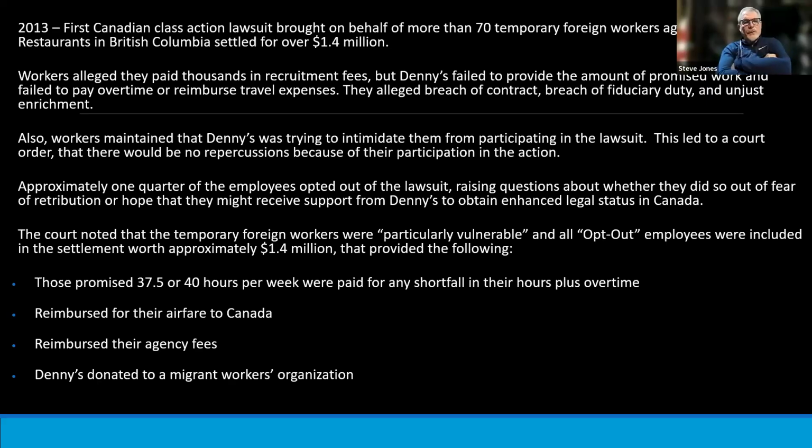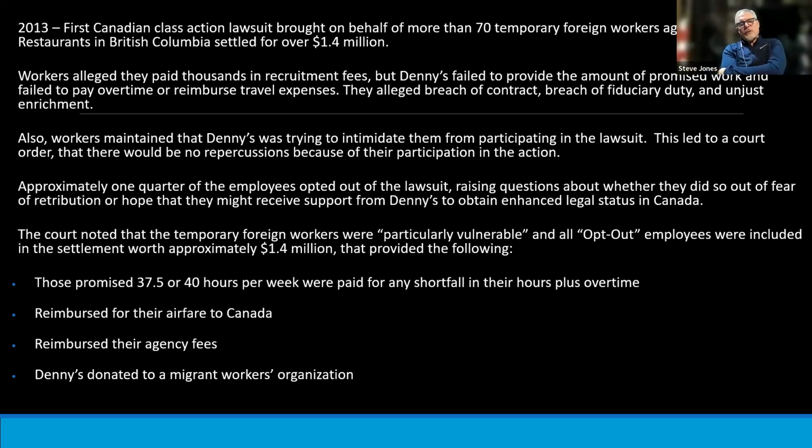The workers alleged that they paid thousands of dollars in fees to the agency. So they paid the agency to get the opportunity to come to Canada and work at Denny's. And Denny's failed to provide the amount that was promised in terms of work and schedules and reimbursements of expenses and so on. They alleged breach of contract, breach of fiduciary duty, and unjust enrichment. In other words, Denny's and the agency unfairly profited by taking advantage of the workers.